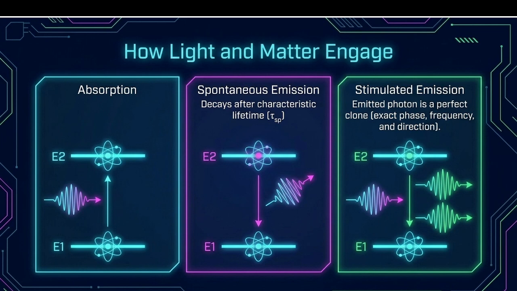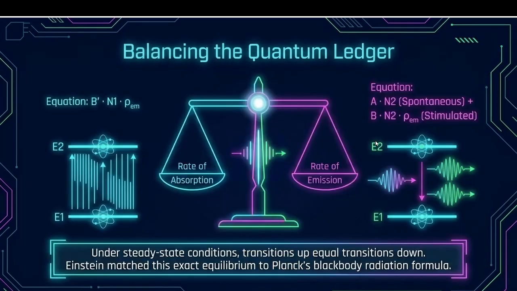So how do light and matter engage? Absorption. Talking about absorption, then spontaneous emission, which we have discussed just now. The emission comes instantaneously, but it has some lifetime, so it decays after a characteristic lifetime, tau SP. It generates a longer wavelength photon. And then coming to stimulated emission, the emitted photon is a perfect clone, with exact phase, frequency and direction, which is called stimulated emission. This is very useful for the lasing action.